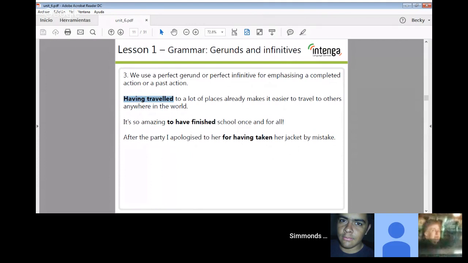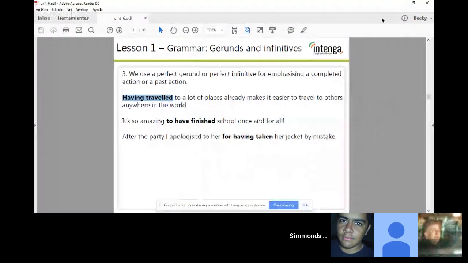I have a question. So instead of saying having traveled, if I say traveling to a lot of places already makes it easier, what's the difference then? Traveling, that is just a general statement. It doesn't necessarily mean that you did travel.